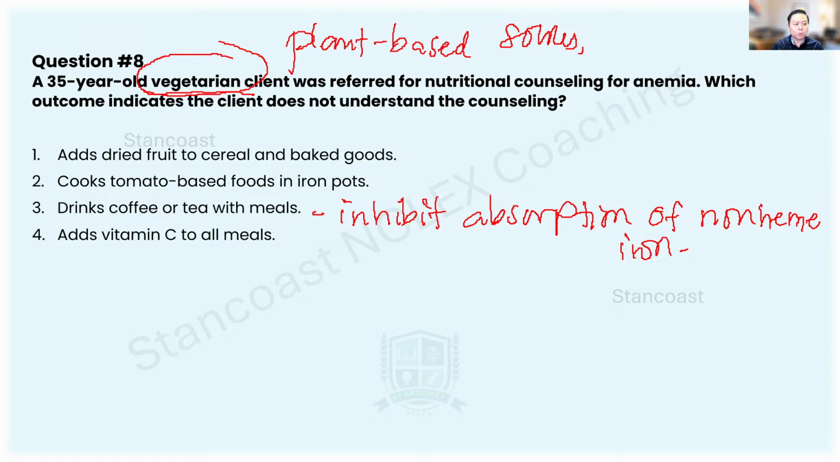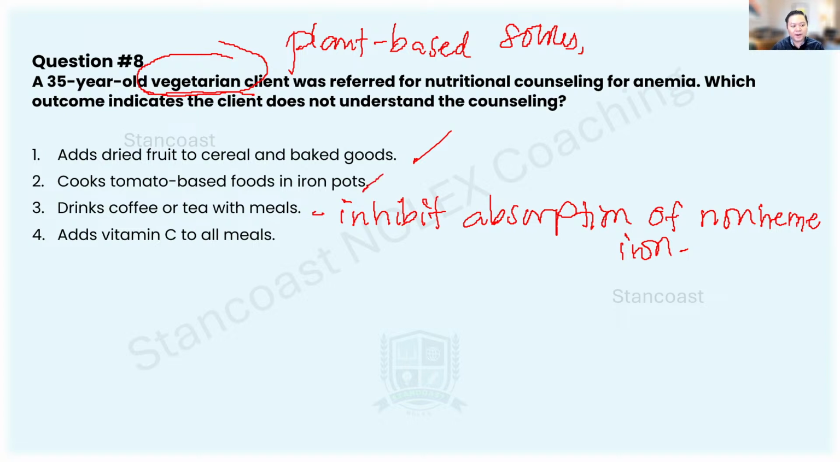All right. What about number 1? Adds dried fruit to cereal and baked goods. What do you think about that? They're actually good sources of non-heme iron. Dried fruit to the cereal, yes, that is a good practice. What about number 2? Cooks tomato-based foods in iron pots. This can also enhance the iron absorption. So we are going to include that as one of the correct answers.